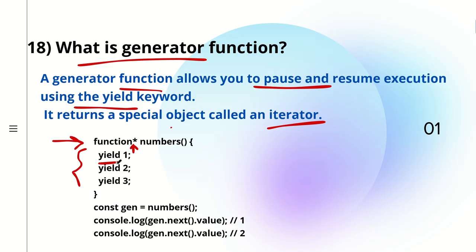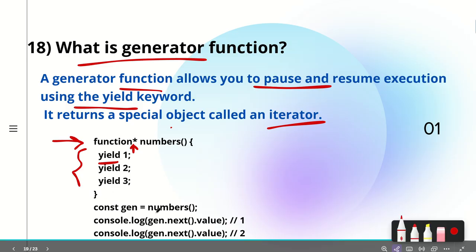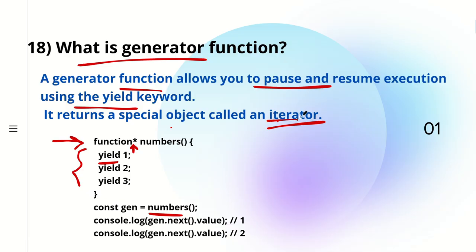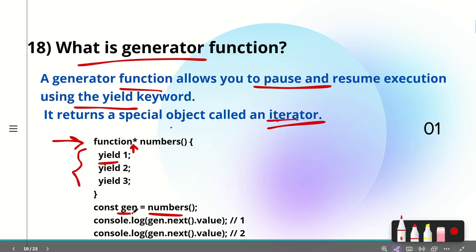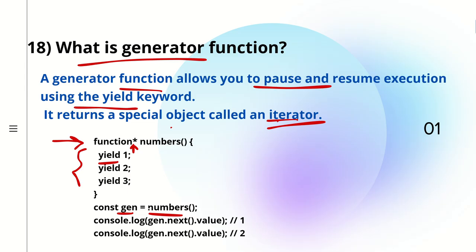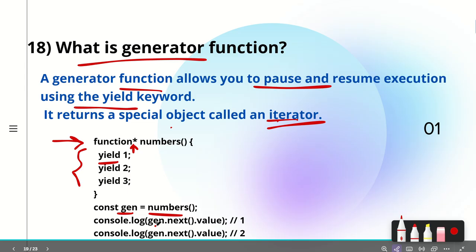So you have written yield 1 2 3. Whenever you're calling this function numbers, it is going to give you an iterator, a special object called an iterator. So gen here is an iterator, which means that one by one you are going to iterate over the values whatever yield is going to give you. Here what you have done, gen dot next dot value.